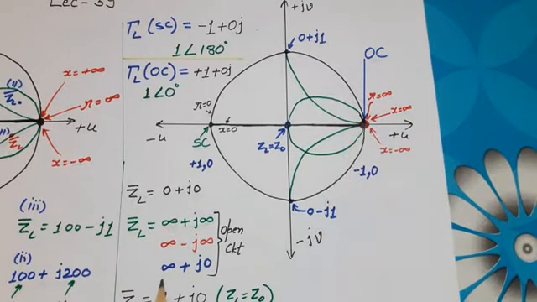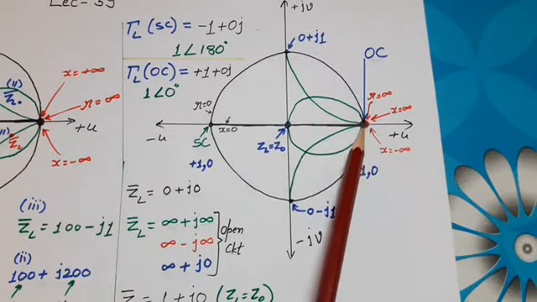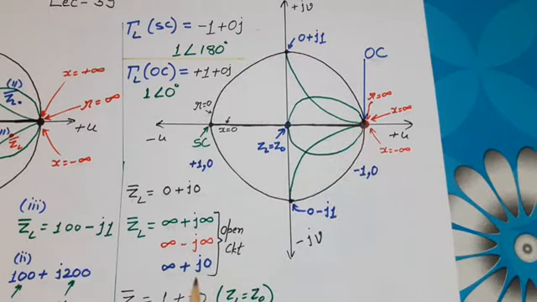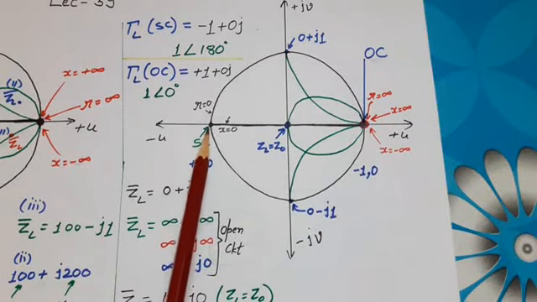What about infinity plus j0? This is also an open circuit condition. R equal to infinity means this point, and X equal to 0 means this line, and this point and this line intersect at this point only. So this point corresponds to infinity plus j0 also. Or we can say these three conditions are for the open circuit condition. So this point minus 1, 0 represents the open circuit condition, and plus 1, 0 represents the short circuit condition.